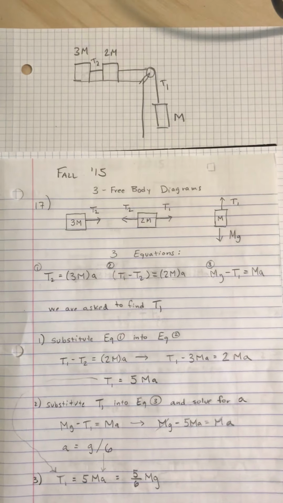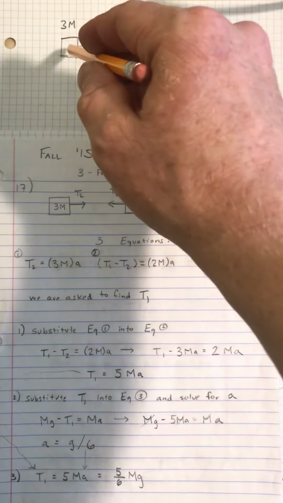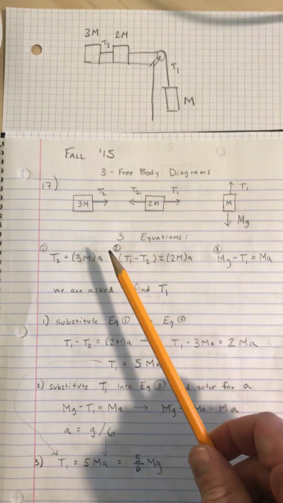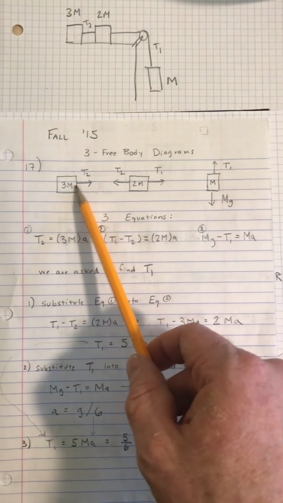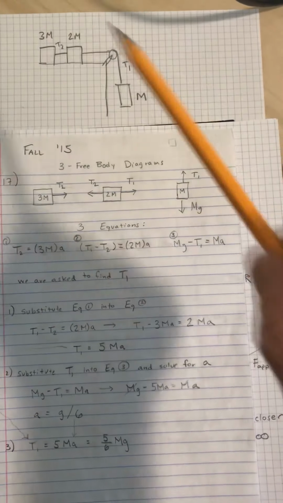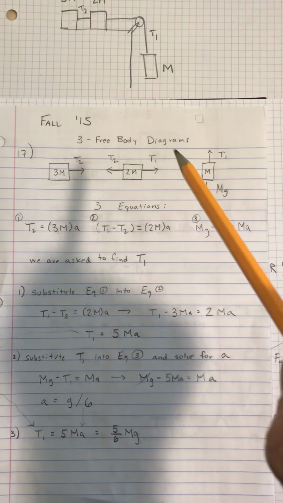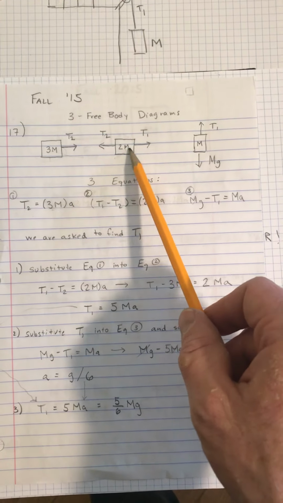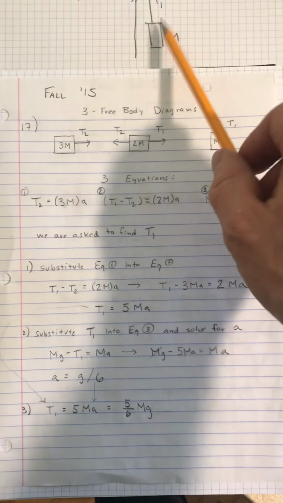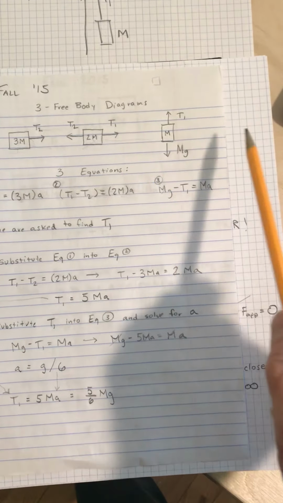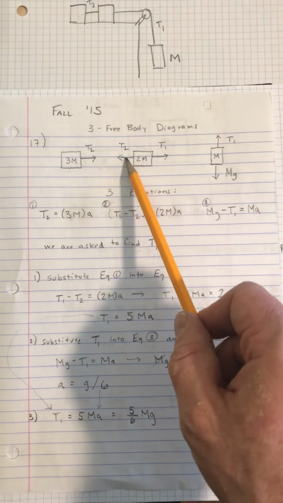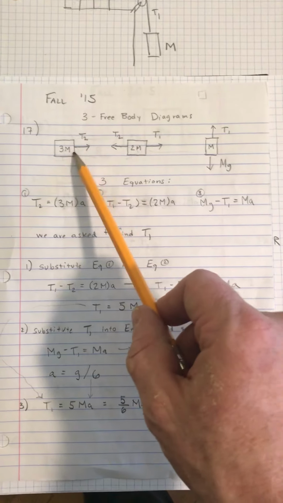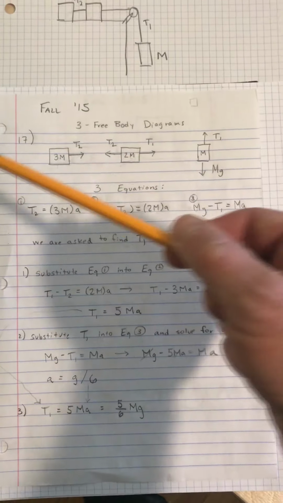And for the free body diagrams, we draw each object separately. So for the 3m object, we have that it is experiencing a tension of T2, pulling it this way, which we're going to define as the positive direction. The mass of 2m is going to experience T1 pulling it in the positive direction. And T2, the Newtonian pair corresponding to this tension, is going to be pulling it backwards.